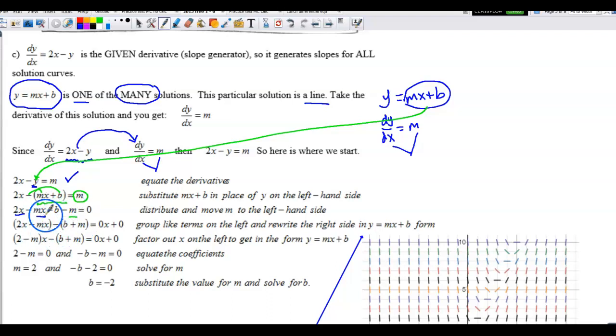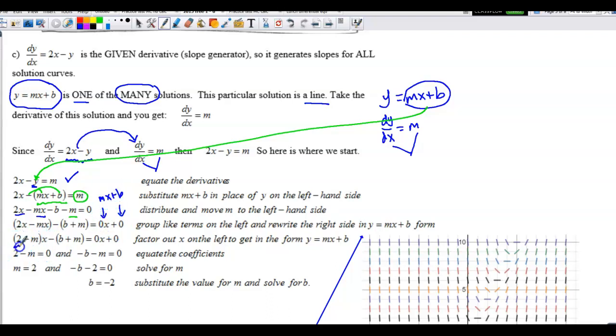Now notice that this is a linear format. If I factor out the x, then I get 2 minus m, and this is my constant. So I'm saying, well, if that's equal to 0, that's really the same thing as 0x plus 0 if I'm putting this into an mx plus b format.